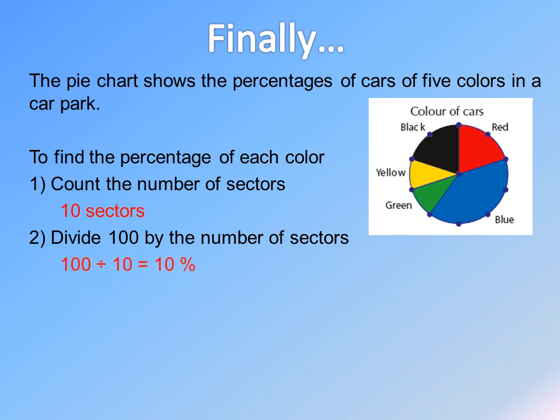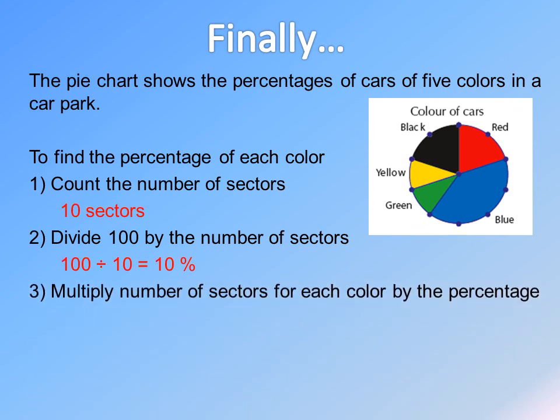This means that each sector will represent 10% in the pie chart. Then multiply the number of sectors for each color by the percentage. For example, the green will be 1 sector by 10, which means 10%. The red will be 2 sectors by 10, which will be 20%. And for the blue, it's 4 sectors by 10, so 40%. Thank you very much.